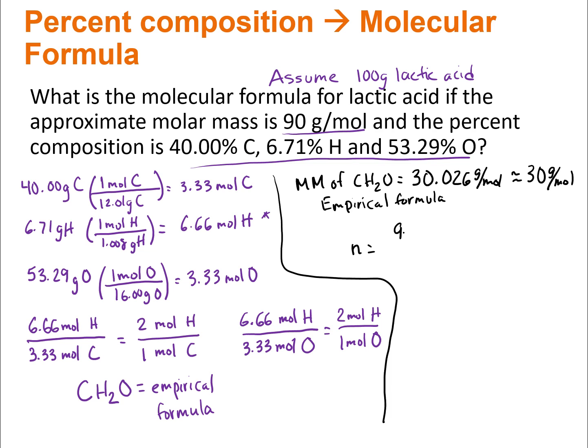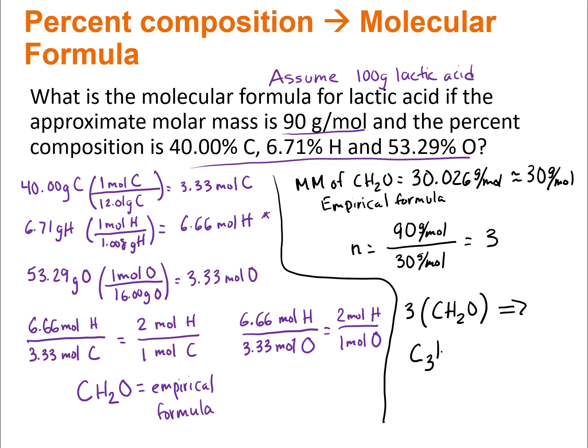Now we take the molar mass of the molecular formula that we don't know yet and divide it by the molar mass of the empirical formula. And you get 3. That means that we take our empirical formula and multiply it by 3. And that's the molecular formula.